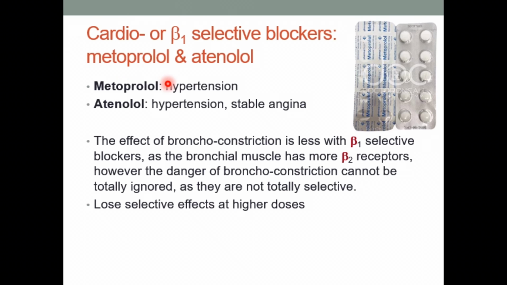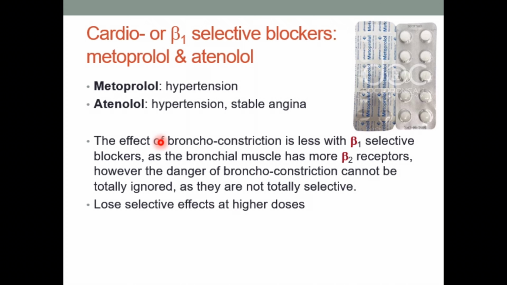Okay, next we are going to look at the cardioselective blockers. Cardioselective meaning it blocks the beta 1 in the heart. And there's two types, there's metoprolol and atenolol. Metoprolol is more lipid soluble. Atenolol is more water soluble.